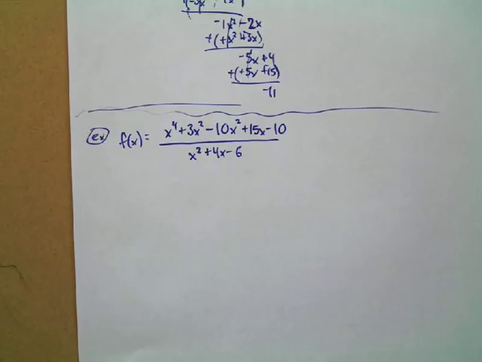All right, and we write it the same way we normally do, right? We're dividing by x squared plus 4x minus 6, so we'll write that out front, put our little bar there, and we'll do the x to the 4th plus 3x squared minus 10x squared plus 15x minus 10.